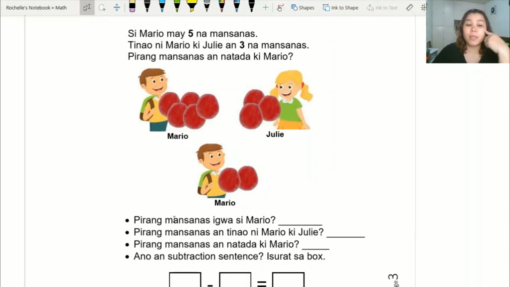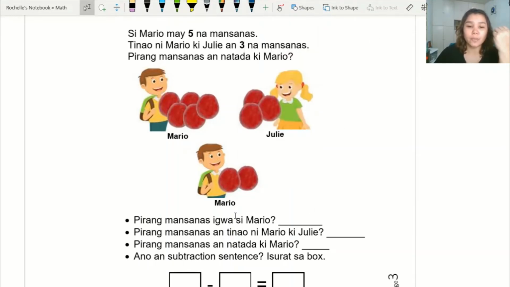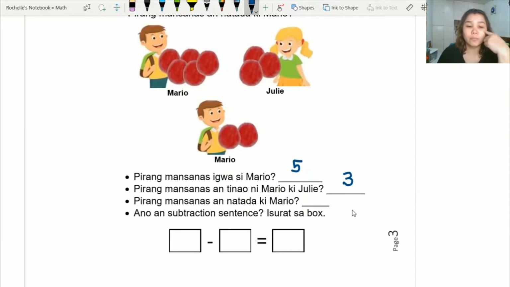Okay, let's answer the questions. Pirang mansanas igwa si Mario. So originally, how many apples does Mario have? So I'll make use of a different color. Okay, so our answer for that, so pirang mansanas igwa si Mario, our answer is 5. Okay, so 5 meron siya. Okay, next, pirang mansanas ang tinaon ni Mario kay Julie. So, yaon dyan, tinaon ni Mario kay Julie ang 3 na mansanas. So, we have 3 as our answer. Okay, to continue the next question, pirang mansanas ang natada kay Mario. So, after he gave 3 apples to Julie, what is left now is this. So, how many? There are 2 apples.